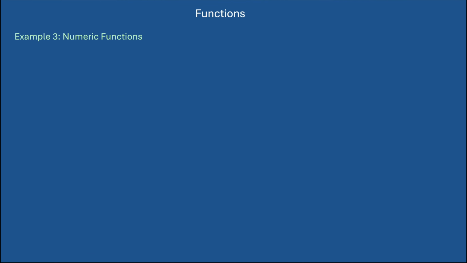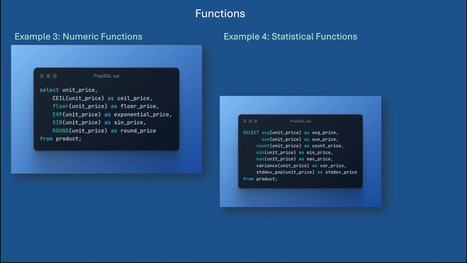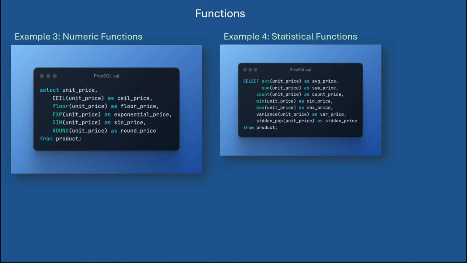Moving ahead, let's see the numeric functions. Select unit price, then ceil of unit price for the ceil value, floor of unit price for the floor value, exp for the exponential price value, sine for the sine value, and round for rounding our values, from product. And for statistical functions, we use select average, sum, count, mean, max on the unit price, variance on the unit price, and STDDEV_POP on the unit price for the standard deviation, from product.